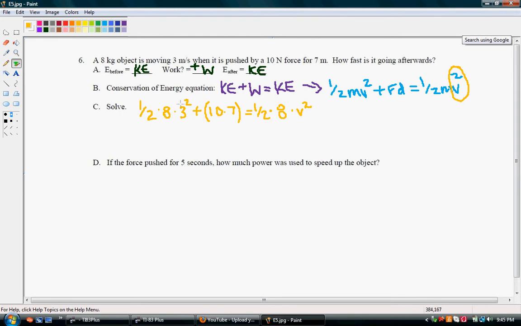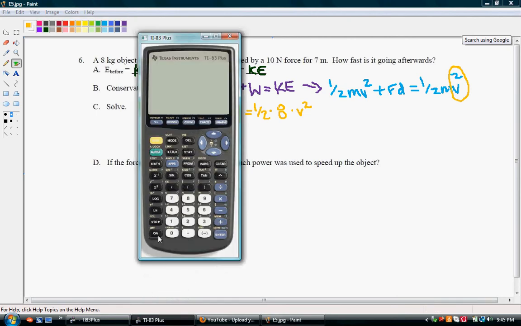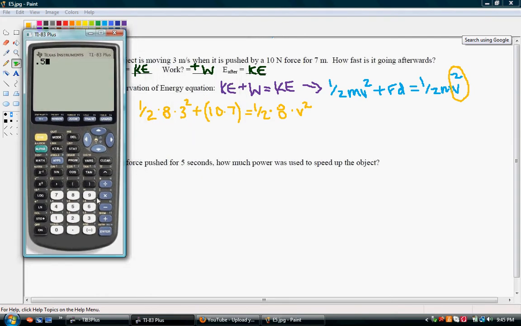Alright, so we're going to multiply these all out. 3 squared is actually 9, and 9 times 8 is 72, and half of 72 is 36. We'll go ahead and double check that in the calculator. So 1/2, which is the same as 0.5, times 8 times 3 squared equals 36. Perfect. So we will write 36 plus 10 times 7. 10 times 7 is 70, equals 1/2 of 8, which is equal to 4. 1/2 of 8 is 4, v squared. Alright, so 36 plus 70 is 106.